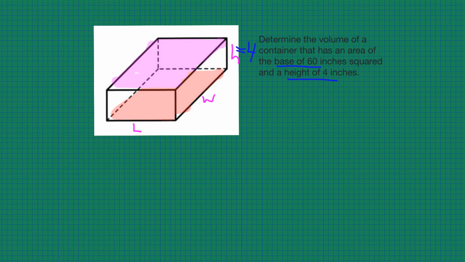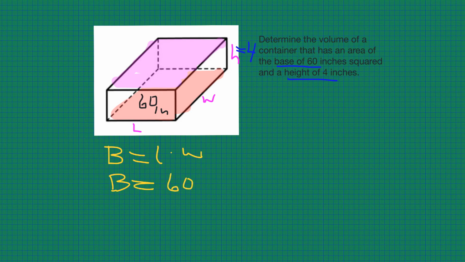Okay, so it says here that the base is 60. So down here, I know that this whole base is 60 inches squared, which means that the base has already been calculated for me, length times width. Base equals 60. So I don't need to do that part. Now that they've made it easier for me, I go back to my formula.